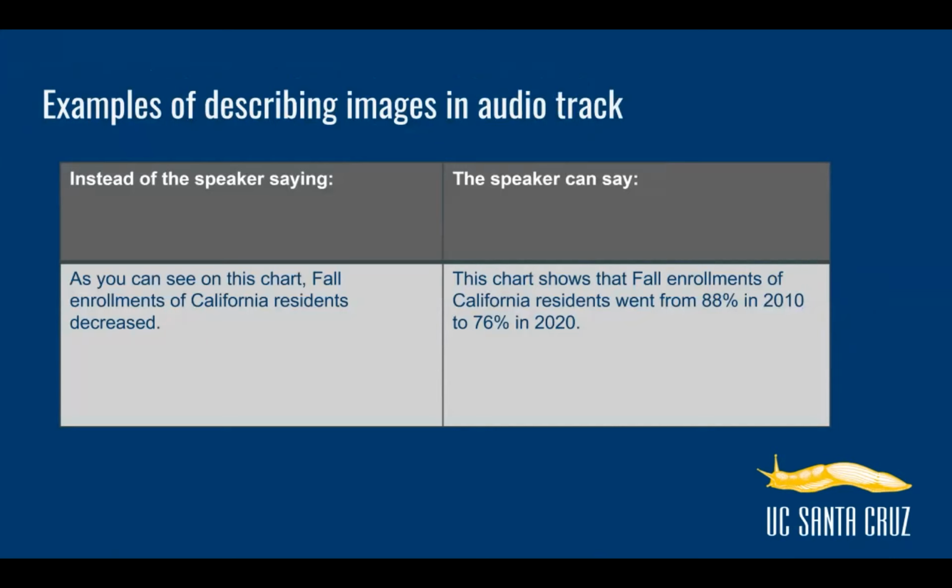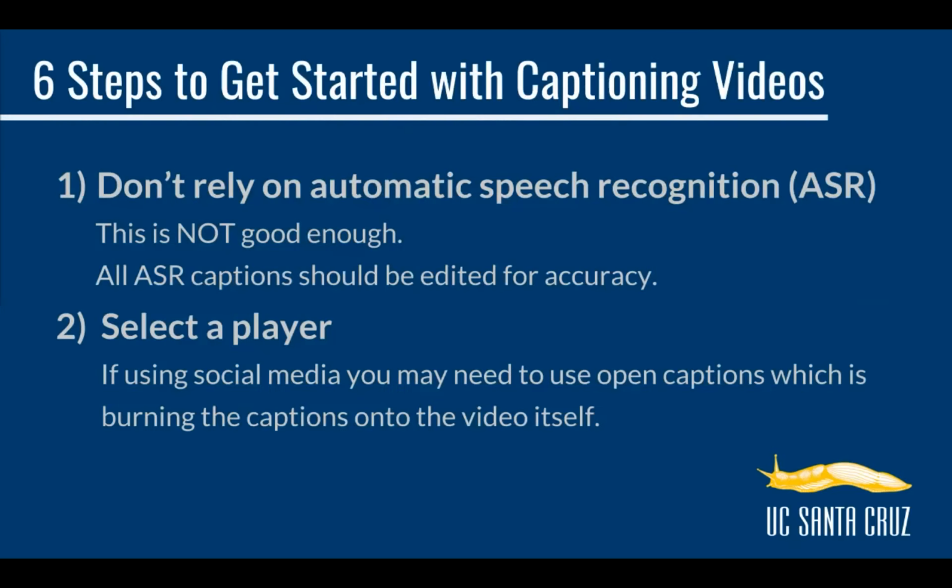So instead of saying, "As you can see on this chart, fall enrollments of California residents decreased," the speaker could say, "This chart shows that fall enrollments of California residents went from 88% in 2010 to 76% in 2020." So if you're relying on your audience to receive information by reading, your video is not accessible. So make sure you talk the text.